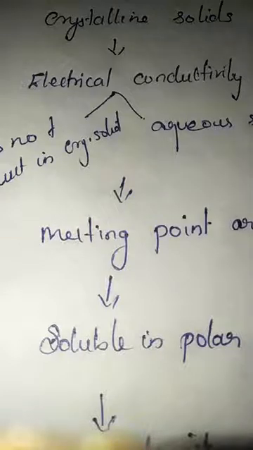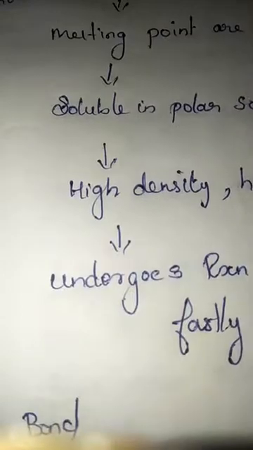The next one, they have high density. We know salt is hard and brittle. Brittle means what? Breakable. So they are strong, and they have high density as well as brittleness. Brittle means easily breakable. And the reactions they undergo due to the ionic bond are very rapid. They are very fast in their reaction.